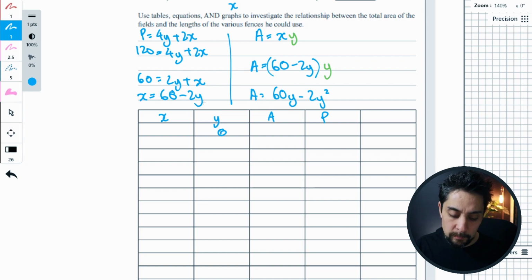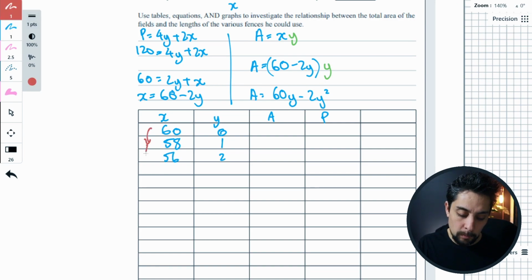So if y is 0, then we plug that into this equation, and we get x equals 60 take away 2 times 0. 2 times 0 is just 0, so 60 take away 0 is 60. If y is 1, then we get 60 take away 2, which is 58. If y is 2, 2 times 2 is 4. 60 take away 4 is 56. And hopefully you've seen a pattern emerging going down here. We're just taking 2 away each time. So let's just fill that in, knowing what each bit will be from here on out.